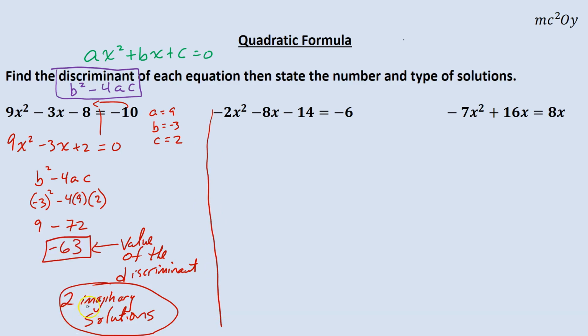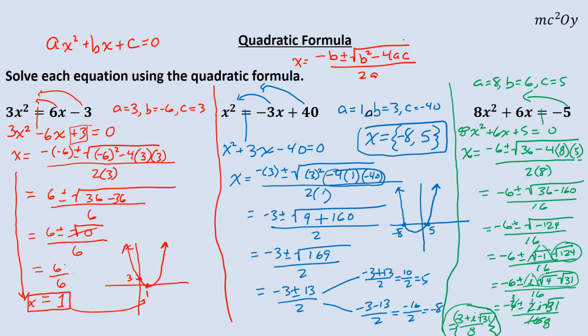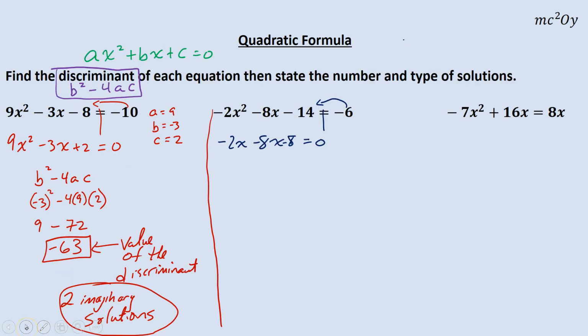Okay, let's try a different one here. Let's go with this one. We're going to move that -6 over. Okay, so we're going to get -2x squared minus 8x, and we're adding 6, so it's -14 plus 6, or minus 8 equals 0. Okay, and so let me get back to the correct page and write what A actually is. So in this problem, A equals -2, B equals -8, and C equals -8. All right, a lot of 8s there.